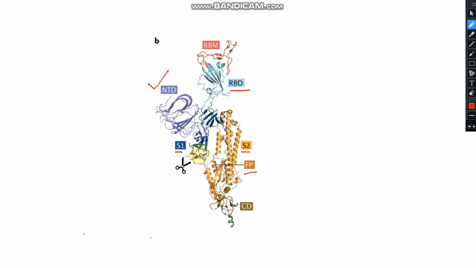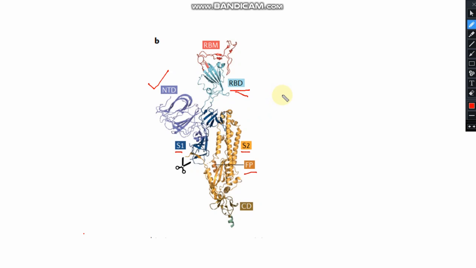The spike protein transiently undergoes a conformational change between a closed conformation and an open conformation. In between the closed and the open conformation there is a hinge-like movement, and it raises the RBD.